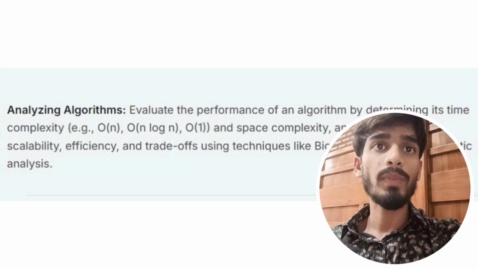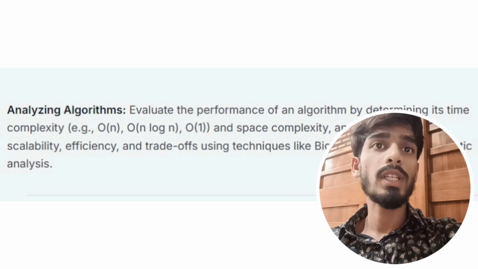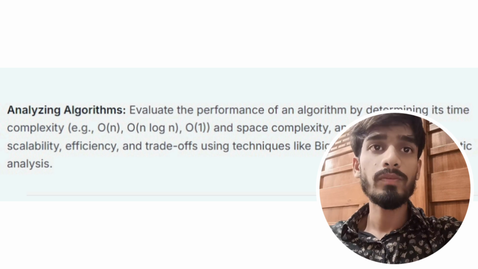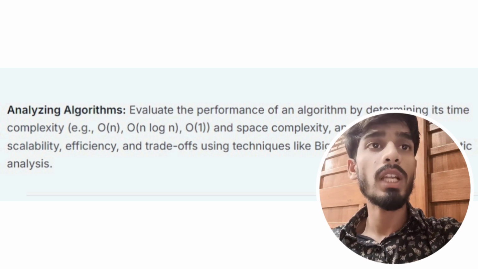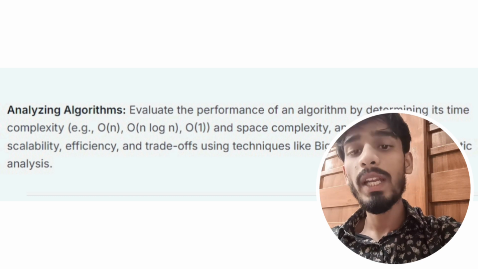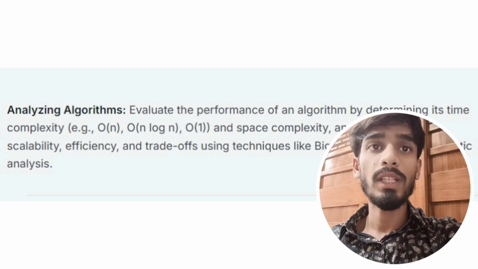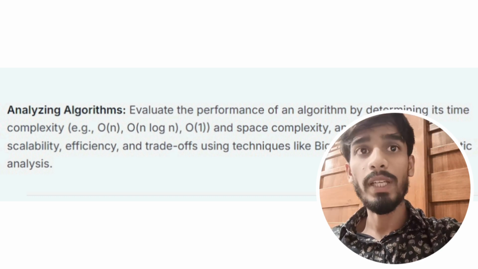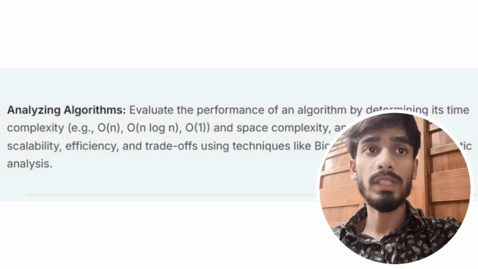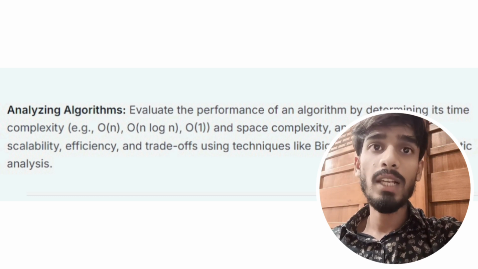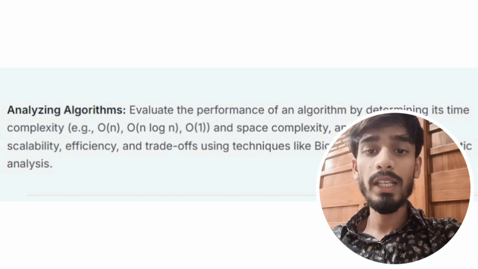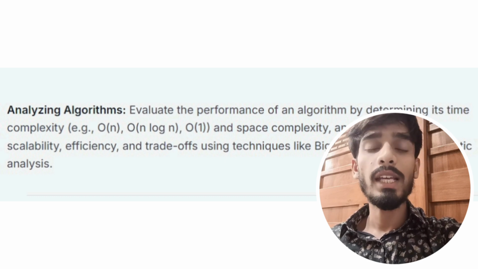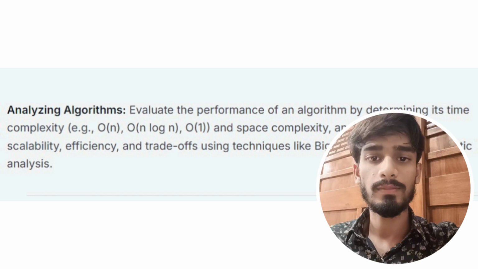Sixth important point, how to analyze algorithms. For analyzing algorithms, we evaluate the performance of an algorithm by determining its time complexity, for example big O of n, big O of n log n, and space complexity, and assessing its scalability, efficiency, and trade-offs using techniques like big O notation and asymptotic analysis.